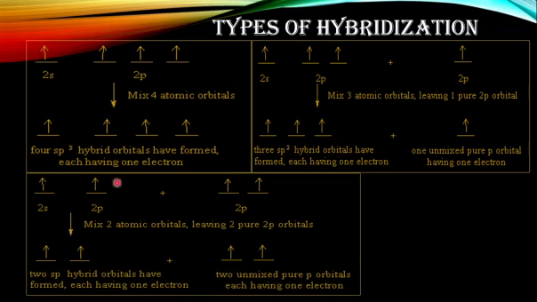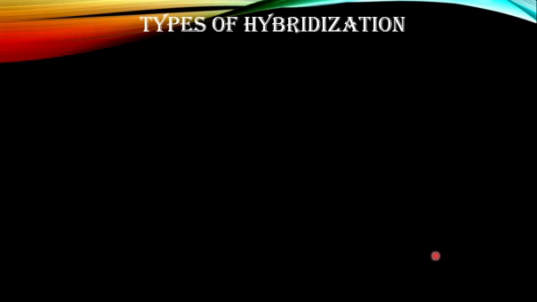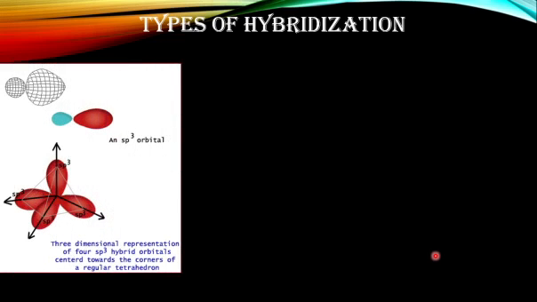Another case is where only 1 p orbital mixes with the s orbital, giving 1, 2 atomic orbitals and leaving 2 pure p orbitals unmixed. So you have 2 sp hybrid orbitals, each having 1 electron. All this will be parameterized using the parameter lambda. Now let us see the different structures possible for sp3, sp2 and sp hybridization.